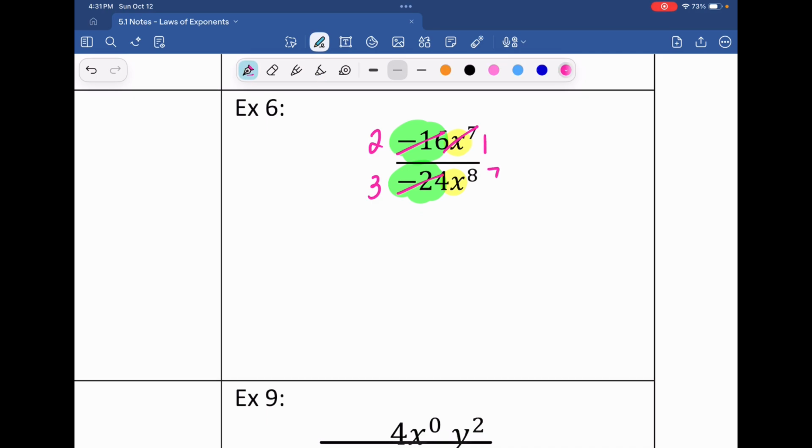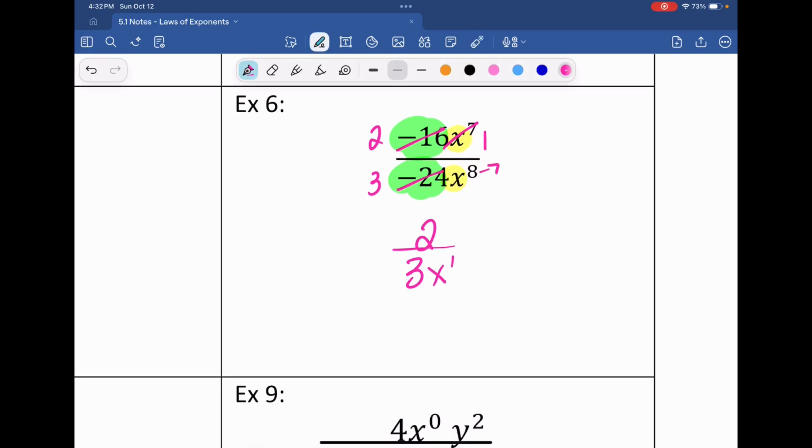Bring the 7 down. It was positive. Now it's negative. So you've got a 2 times 1 in the numerator and a 3x left in the denominator. And that x comes from 8 minus 7, which is 1. Now you can put the 1 there, you don't have to though. It's understood.